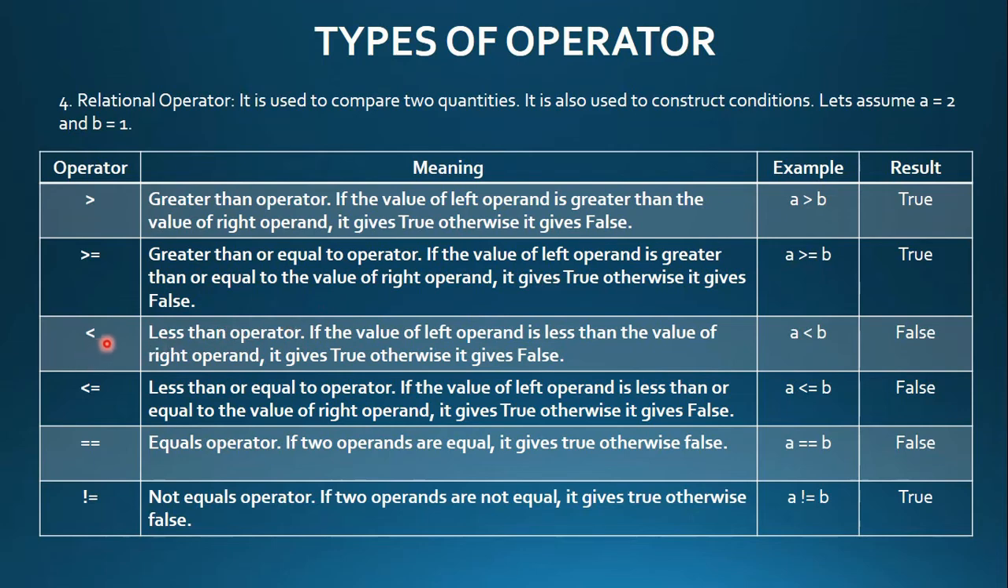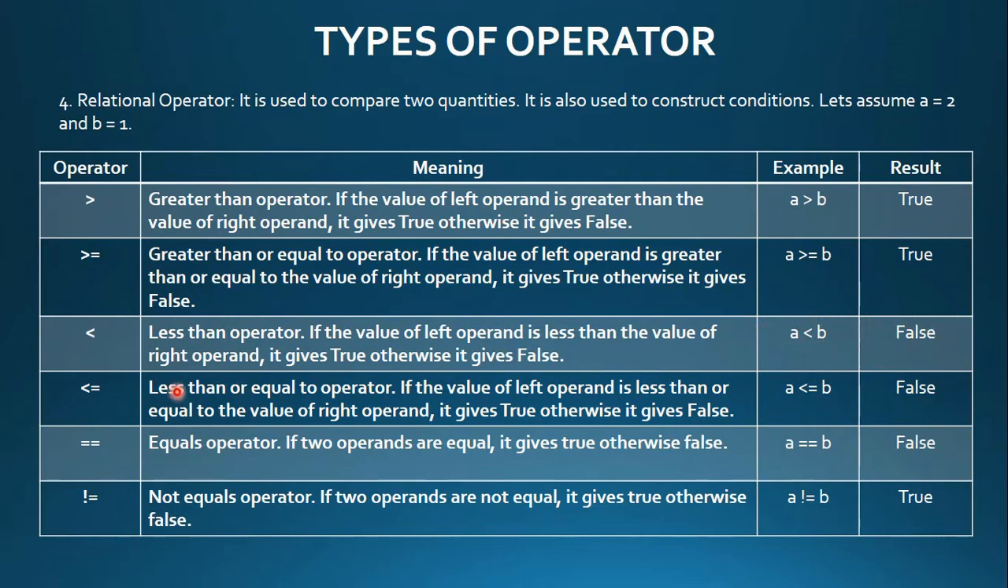The next operator is less than operator. If the value of left operand is less than the value of right operand, it gives true, otherwise it gives false. Here value of A is 2 and value of B is 1. 2 less than 1. Is it true? No. So it will return false.